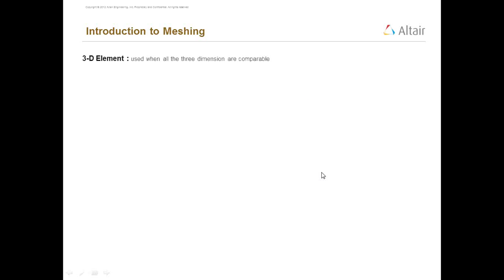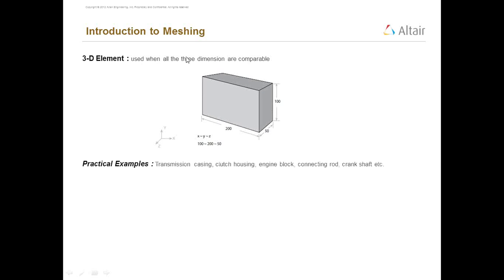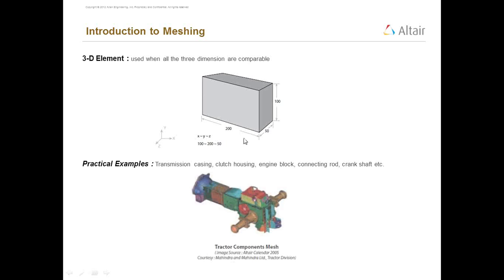Then we move towards the next, that is 3D element. 3D elements are used when all the three dimensions are comparable, as you can see in this. So if all the three dimensions are comparable, there is no input or additional data required from the user. Practical examples are transmission casing, clutch housing, engine block, connecting rod, crankshaft, etc. As you can see, the model is meshed using 3D elements.